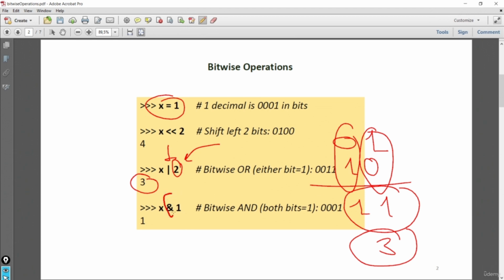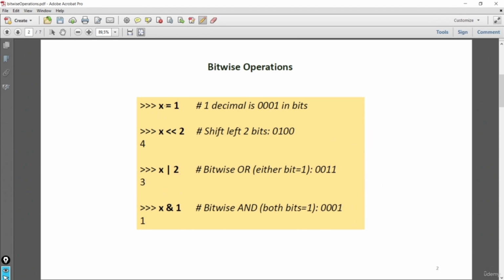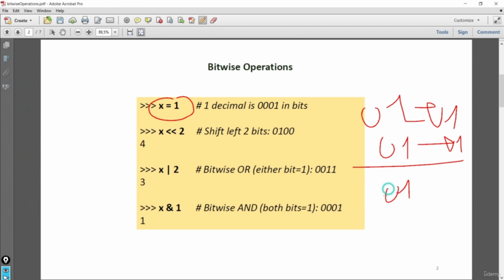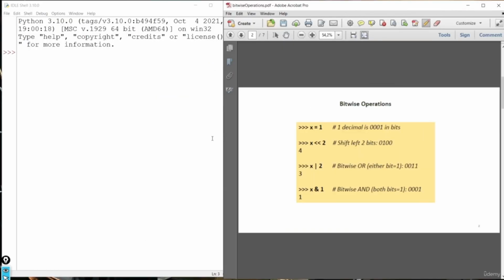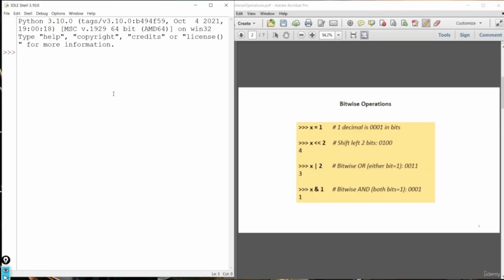And this is the bitwise AND. Since x is already equal to 1, if we take its bitwise AND with 1, this is also 1, we get 1. The result is 1. So let's try these examples using the IDLE shell.